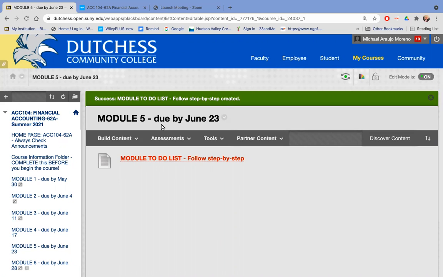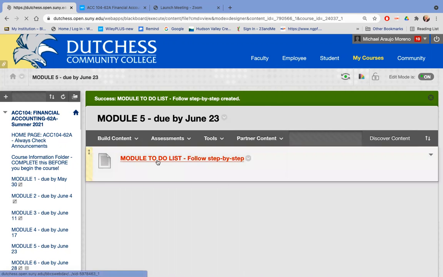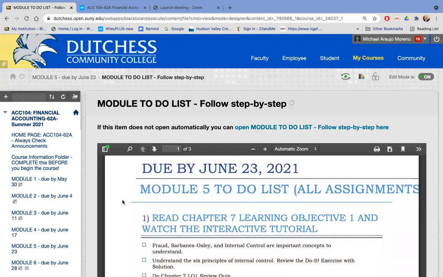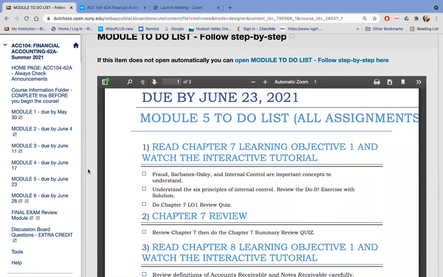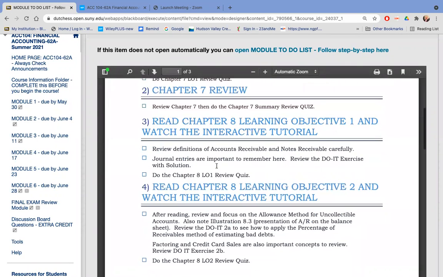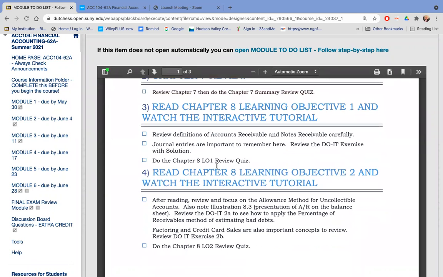You'll see that Module 5 is open. The to-do list is here for you. Notice that in this particular module, we're covering 3 chapters, but we're only doing a part of Chapter 7, just the first learning objective with a heavy emphasis on internal controls to prevent fraud. Extremely important stuff. Chapter 8 looks at receivables in a lot more detail.